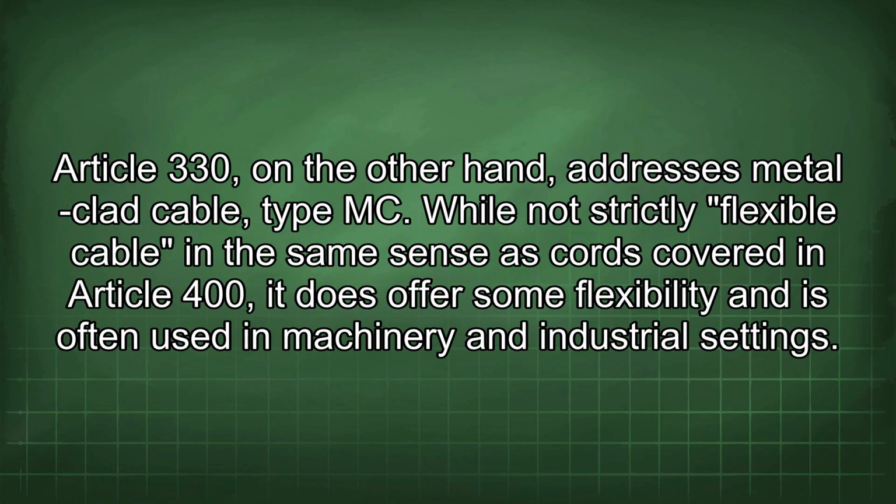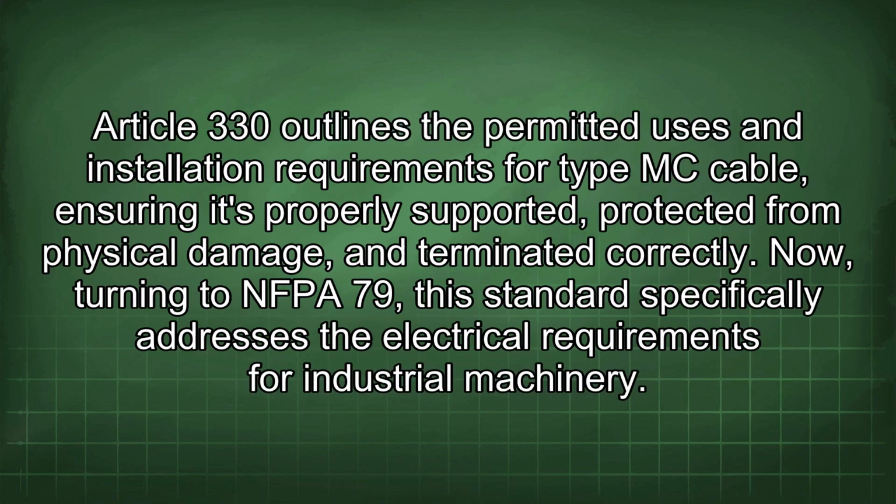Article 330, on the other hand, addresses metal clad cable, Type MC. While not strictly flexible cable in the same sense as cords covered in Article 400, it does offer some flexibility and is often used in machinery and industrial settings. Article 330 outlines the permitted uses and installation requirements for Type MC cable, ensuring it's properly supported, protected from physical damage, and terminated correctly.